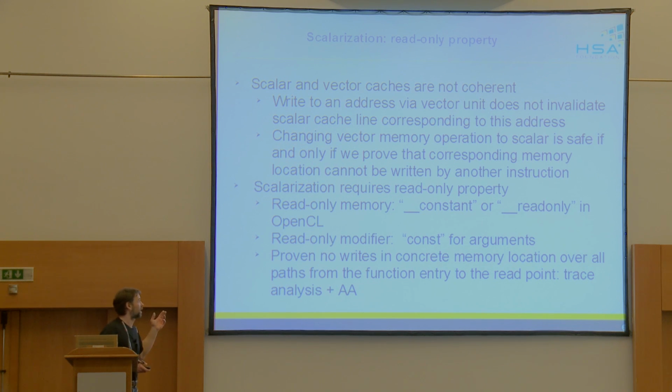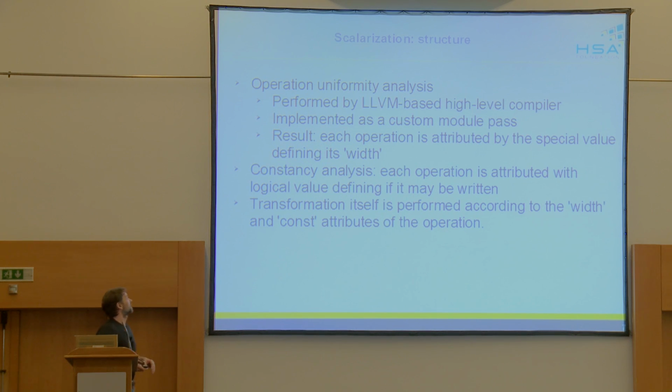This slide explains some OpenCL-specific parts. Because the scalar and vector caches are not coherent, we require the so-called constancy property of data. It may be just constant memory, or it may be proven to be not written over all paths from the entry block to the point of interest. So we employ trace analysis, and I had to develop my own HSA-specific alias analysis pass for that.